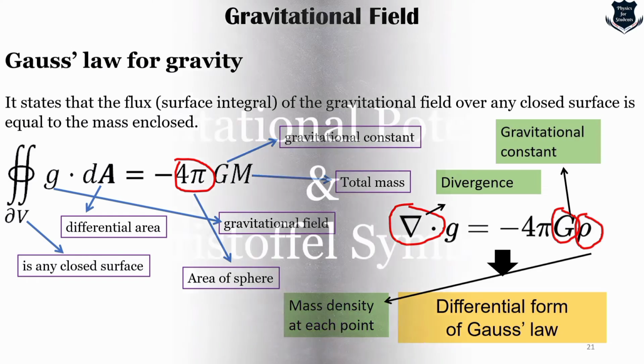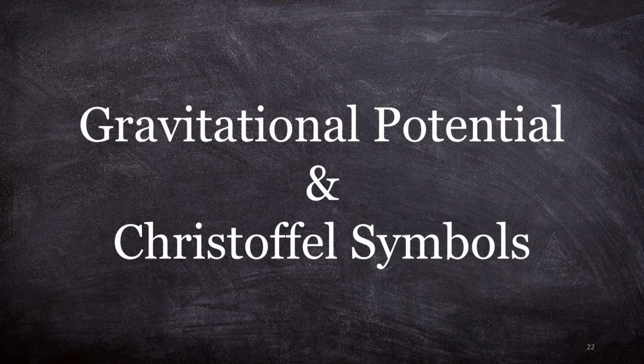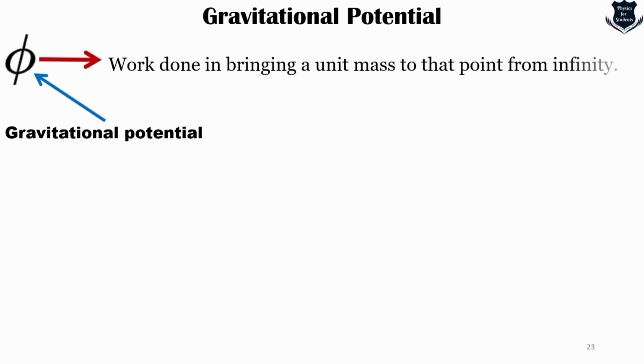Now, taking it from here, what we also need to understand, which is the core of today's video, is gravitational potential and how it is related to Christoffel symbols, named after Elwin Bruno Christoffel. So we will now look a little deeper into what gravitational potential is. The gravitational potential, as we know, is denoted by the Greek letter phi.